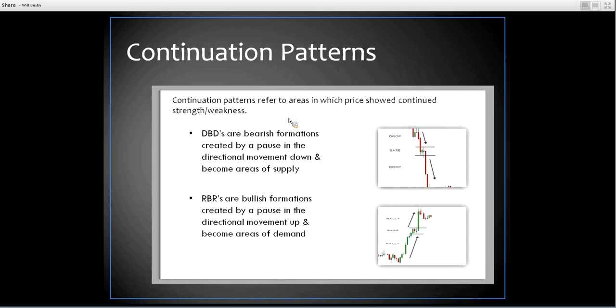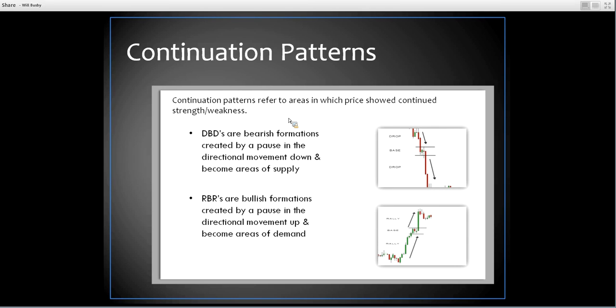Continuation patterns refer to an area in which price showed continued strength or weakness. A DBD is a drop-based drop. These are bearish formations, created by a pause in the directional movement to the downside. These are or become excellent opportunities, absolutely excellent opportunities. We'll also look at a trading opportunity that we just placed based on an RBR today as well.